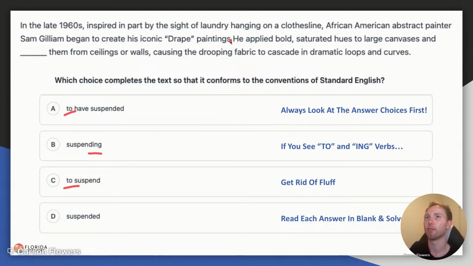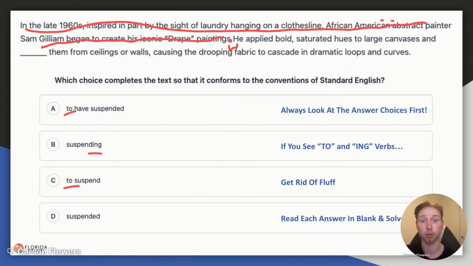Okay, so I feel like there should be a period here. That looks like a typo, but in the late 1960s, African-American abstract painter Sam Gilliam began to create his iconic drape paintings. So I can see that there's an extra sentence at the top, so you just want to get rid of it. You want to ignore that because you want to focus on what really matters, and that's going to be the sentence with the blank.